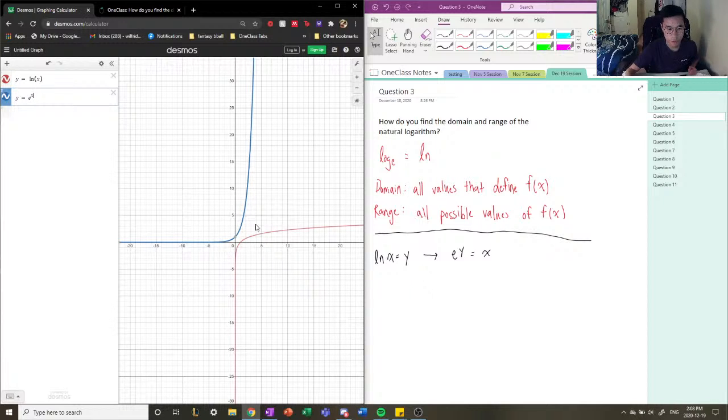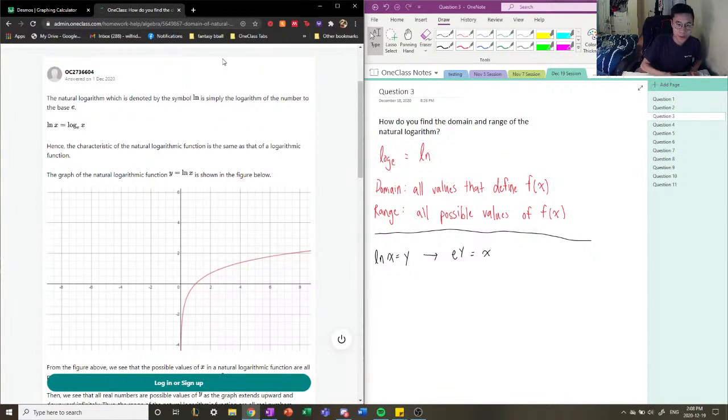In this way, if we flip it to the inverse, we see that the domain always has to be positive. The argument of a logarithmic function can never be negative, okay? So we now found our domain. If I go back to our question here, the domain is x such that x belongs to all real numbers and x has to be greater than 0. So that is our domain.